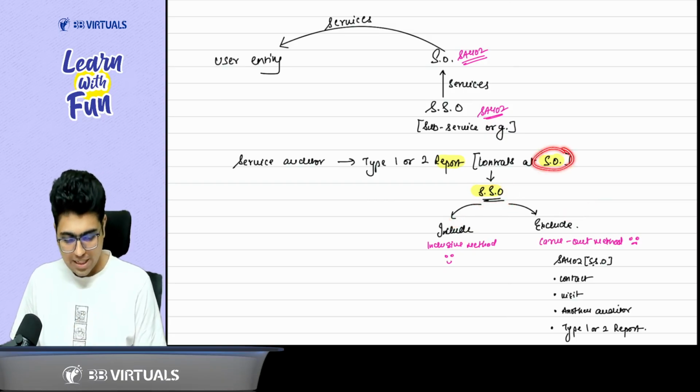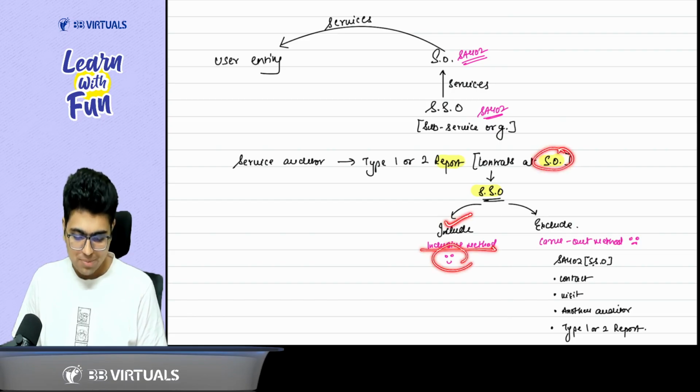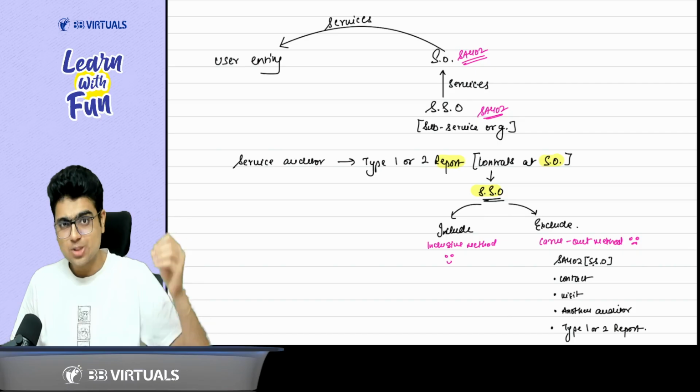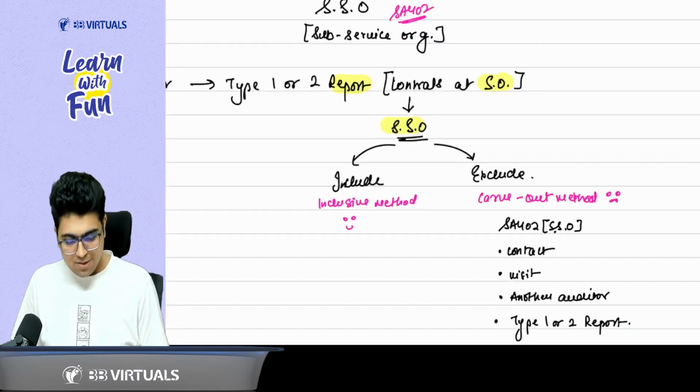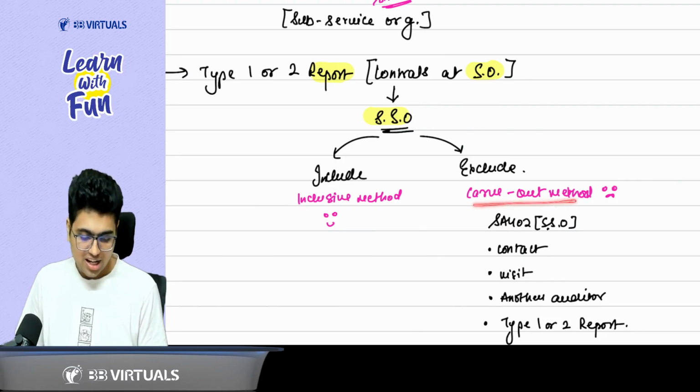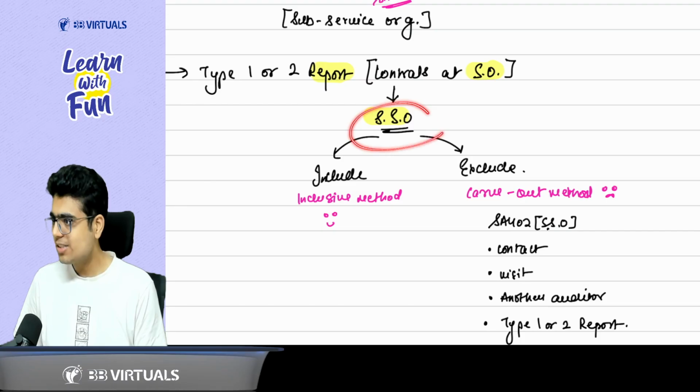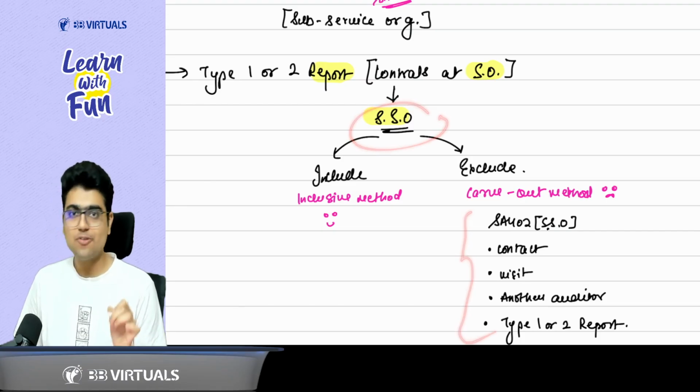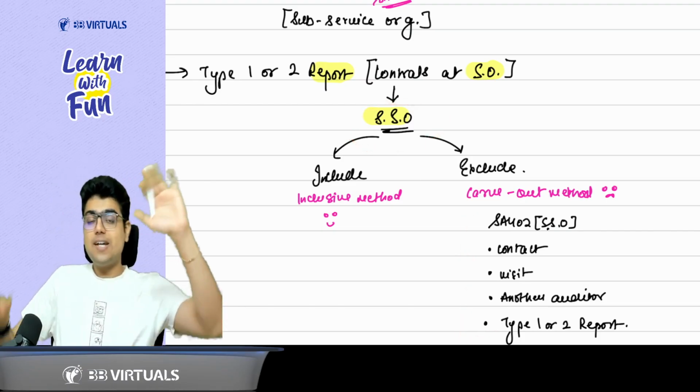If in the report of the SO, he is including the SSO information, it is called the inclusive method. You can be happy because you are getting to know about the SSO through one report. If he is excluding the information, this is called the carve out method. Now for the SSO, you will have to do the same procedure for understanding. Sir, what was the procedure?